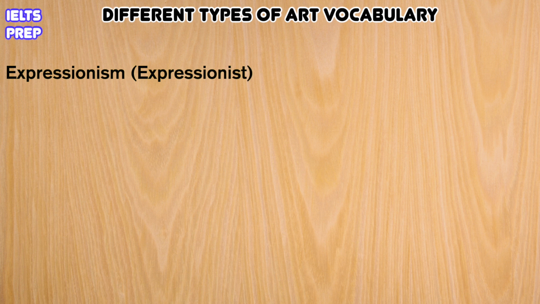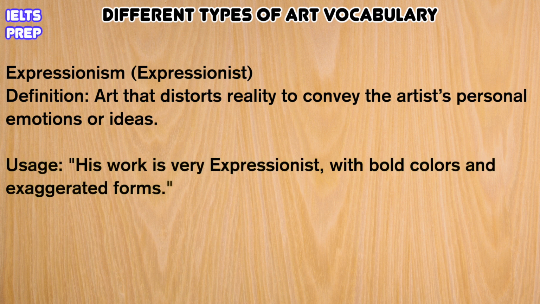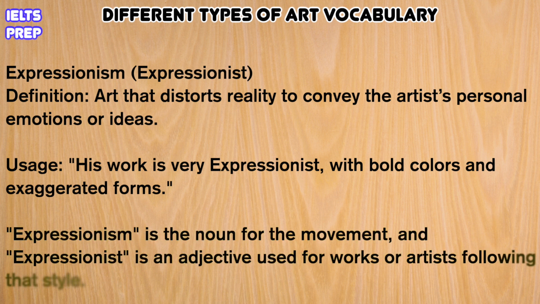Expressionism, expressionist. Definition: art that distorts reality to convey the artist's personal emotions or ideas. Usage: His work is very expressionist, with bold colors and exaggerated forms. Expressionism is the noun for the movement, and expressionist is an adjective used for works or artists following that style.